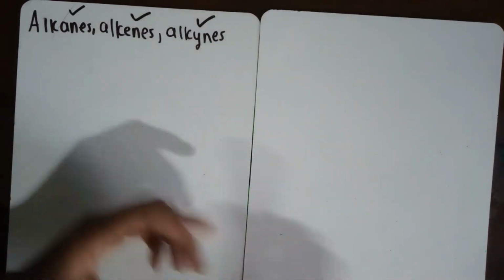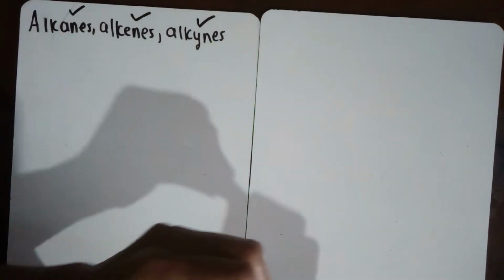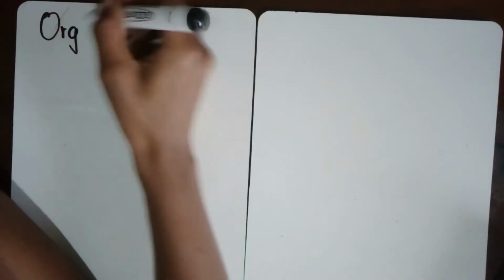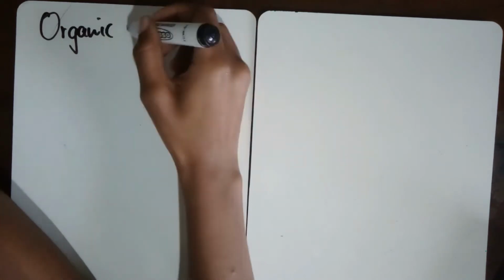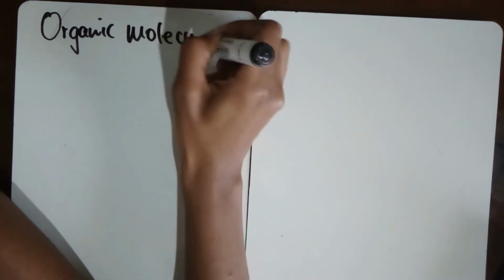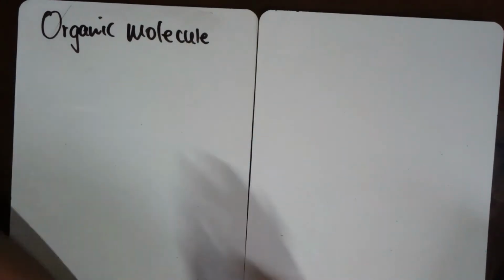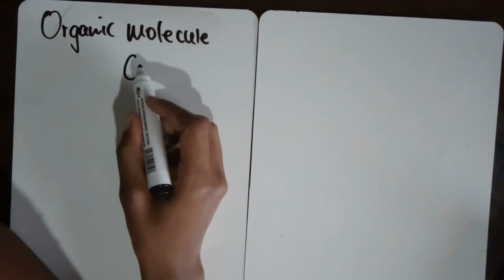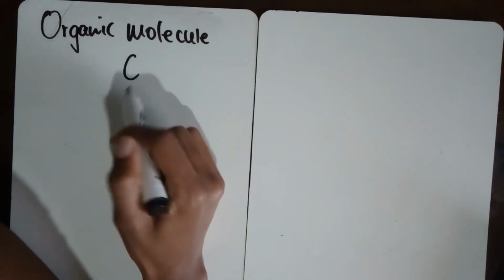Before we get ahead of ourselves, let us first start by defining what we mean by organic molecules. This is also one of the definitions that you should know. You should know how to define what an organic molecule is. Organic molecules are molecules that contain carbon. So if a molecule has carbon atoms, we call it an organic molecule.